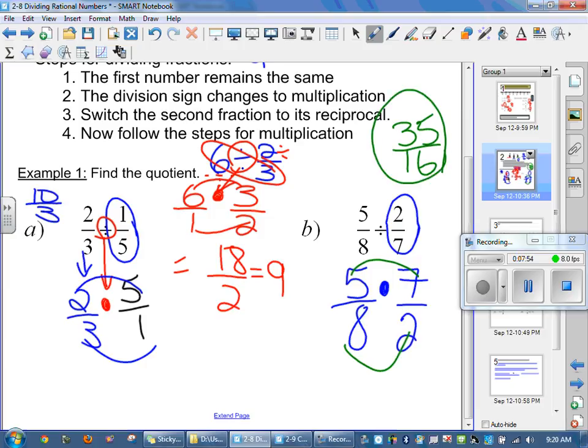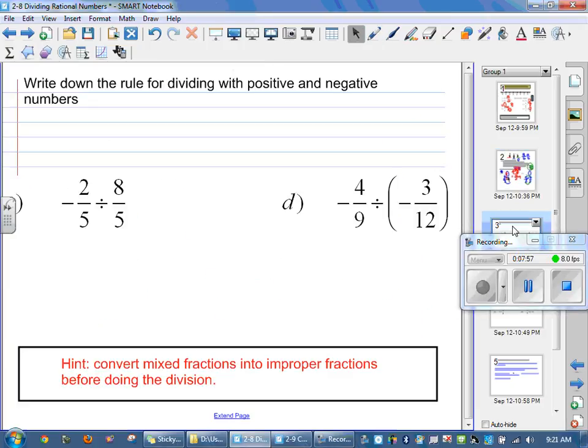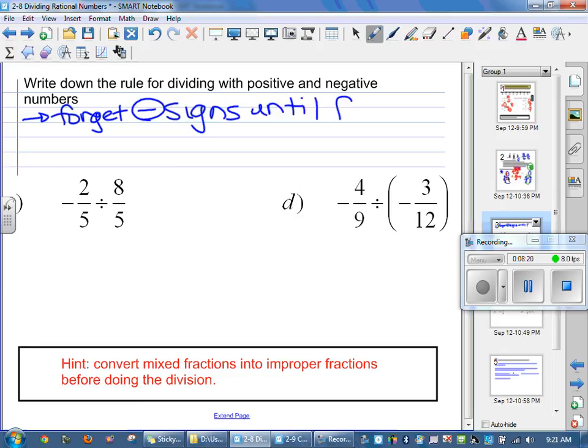Now let's take a look at the rules. Here's our rules. Write down our rules for dividing positive and negative numbers. Well, first of all, you forget the negative signs until the very end. Okay, so forget negative signs until finished the operations. Then we count the number of negative signs.